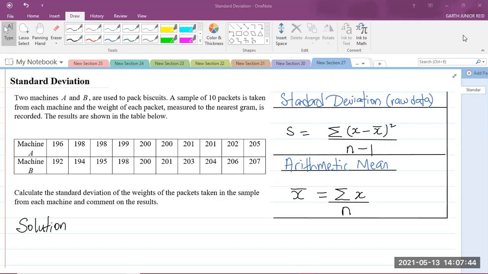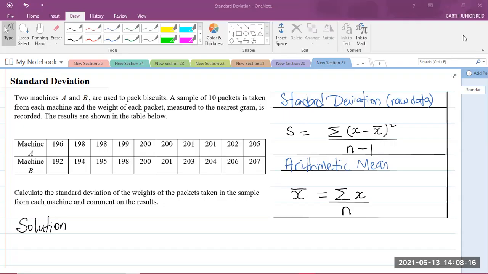It says two machines A and B are used to pack biscuits. A sample of 10 packets is taken from each machine and the weight of each packet, measured to the nearest gram, is recorded. The results are shown in the table below. Calculate the standard deviation of the weights of the packets taken in the sample from each machine and comment on the results. Okay? So that is our question.